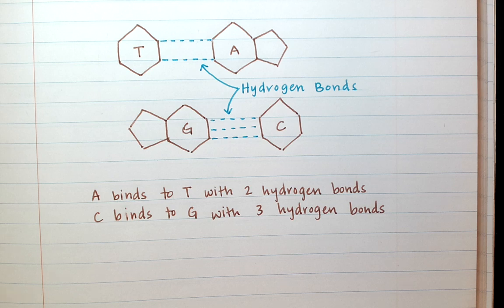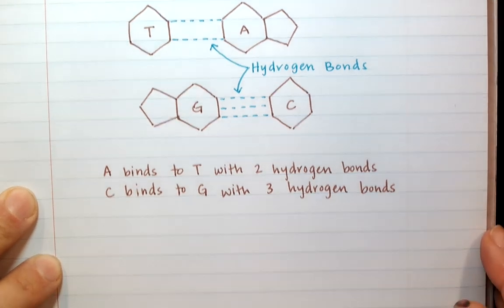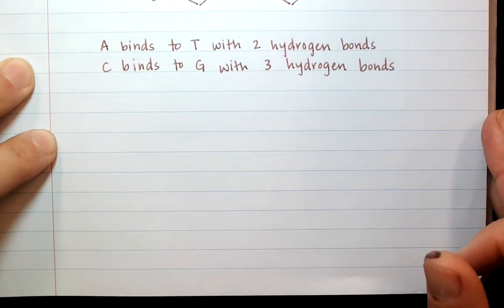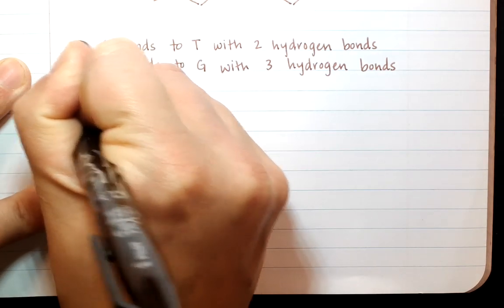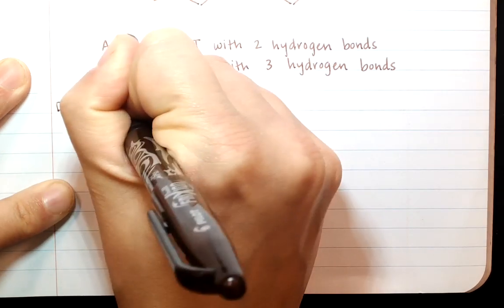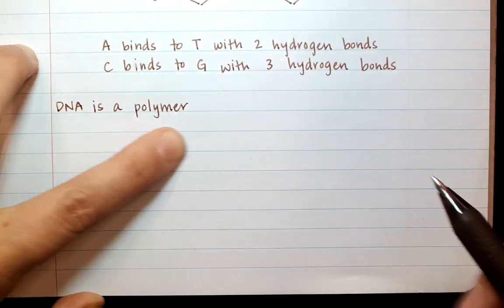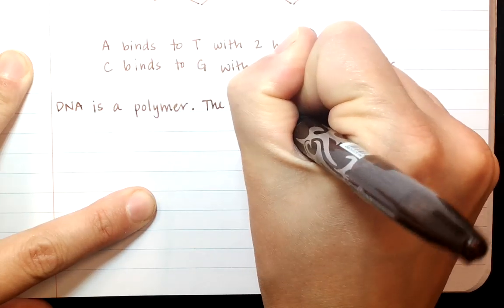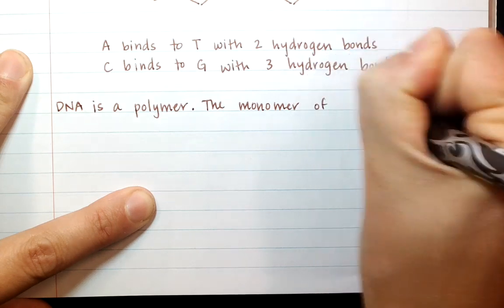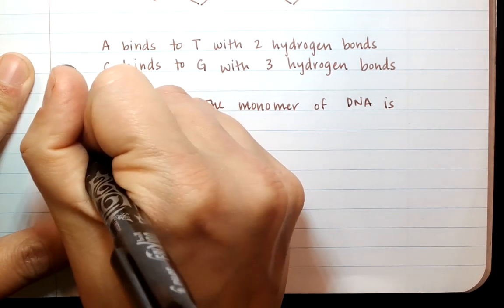T and A only bind with each other. C and G only bind with each other. All right, the last thing that we're going to put on this page is that DNA is a polymer. So we've talked about polymers before, and DNA is arguably the most important polymer for life. And polymers are many things stuck together. The monomer of DNA is called a nucleotide.